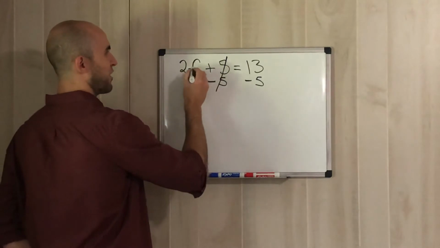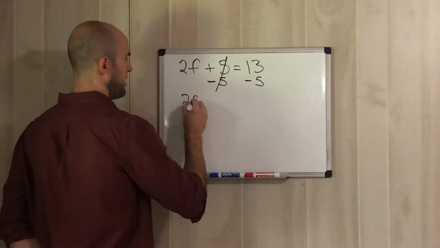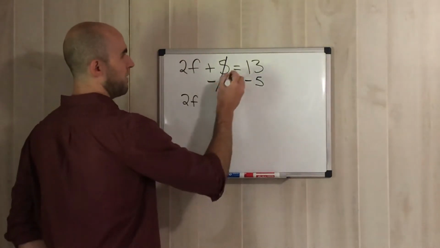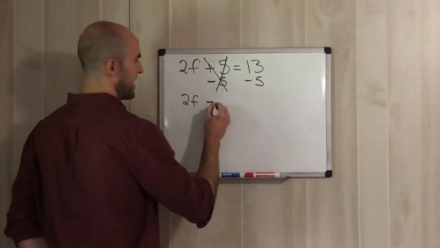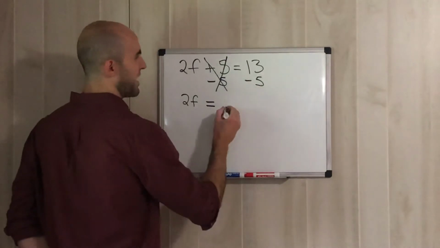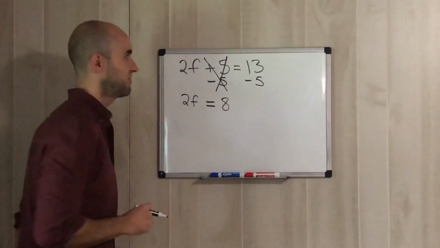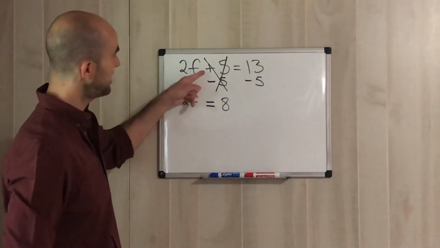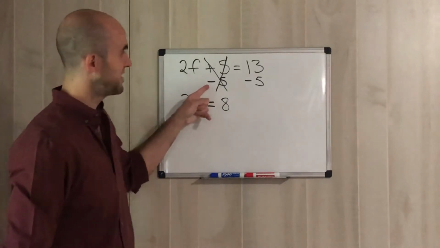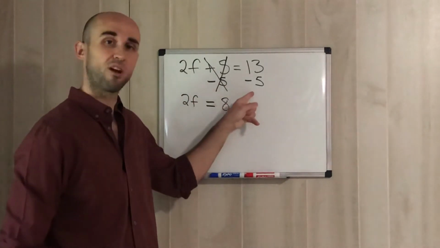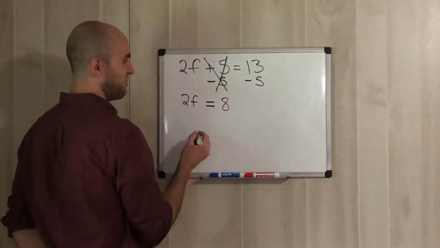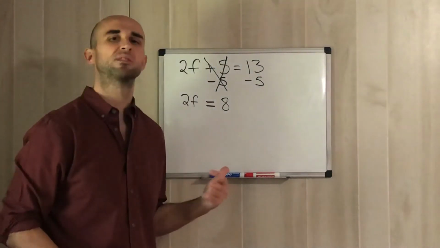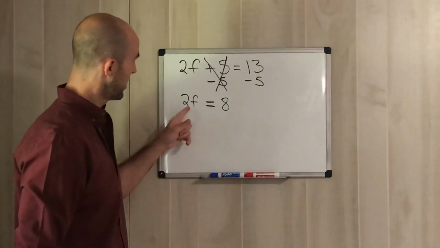So what we're left with here is 2f. Okay? So we have 2f, which we brought down. That canceled out, so that's no longer there. We have an equal sign, and then 13 minus 5 gives us 8. Again, all I did was opposite of addition, which was subtraction. And if I subtract 5 on this side, I have to subtract 5 on that side. And then 13 minus 5 gave us 8. 2f came down.